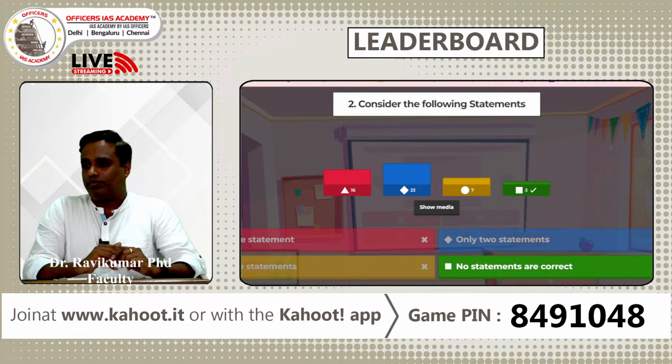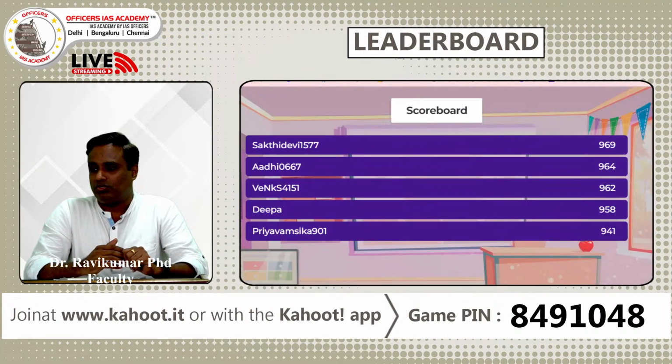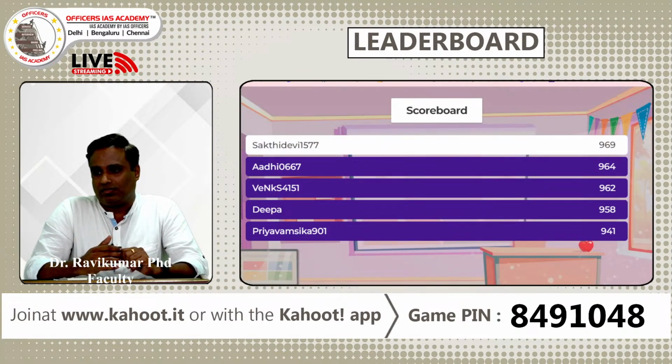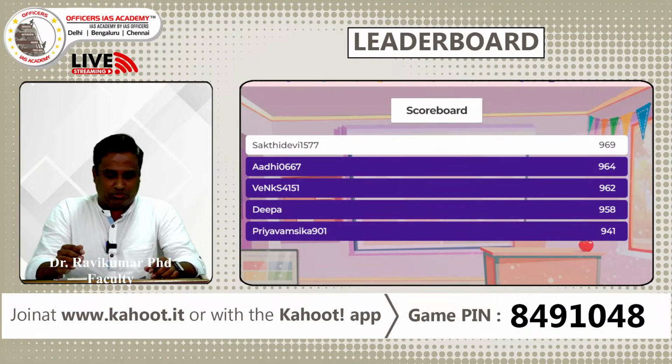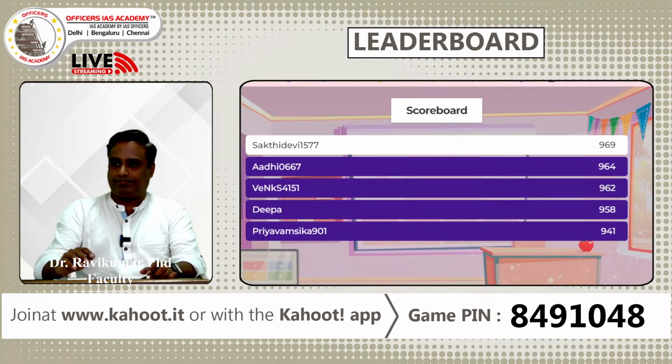Now we go to the leaderboard. You can see who retains it. Shakti Devi is 969 and Adi 964, Venkat 962, Diba and Priyavamshika. So I think the same scoreboard is retained. Okay, now we go to question number 3.